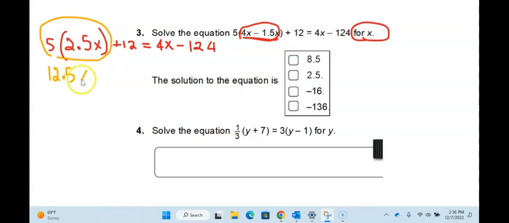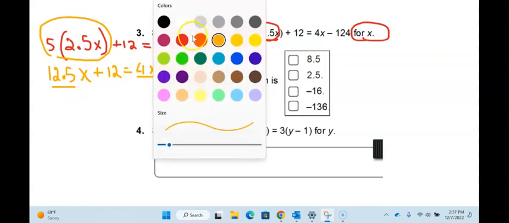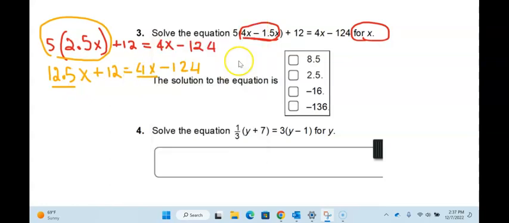We can always check with our calculator. Make sure you use your calculator to help you speed up the process and check to make sure we don't mess up the math. Equal 4x minus 124. All right. So now I have x on one side. On the left, I have 12.5x, on the right 4x. And then I also have 12 on the left. And then negative 124 on the right.